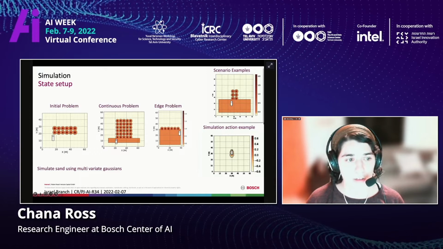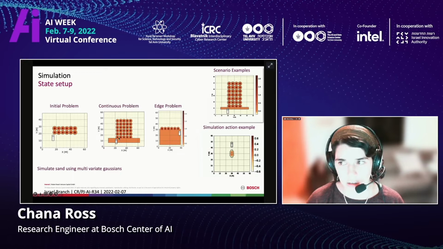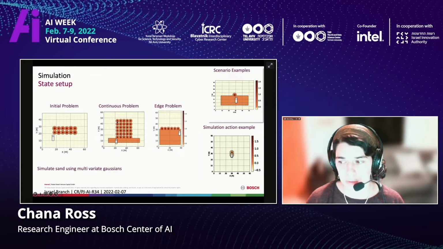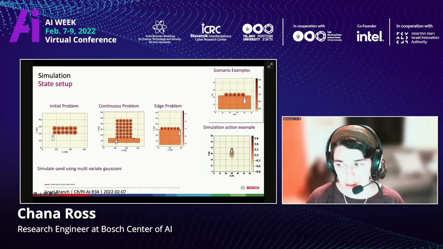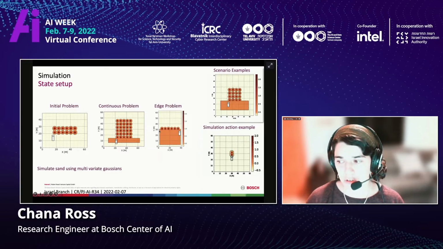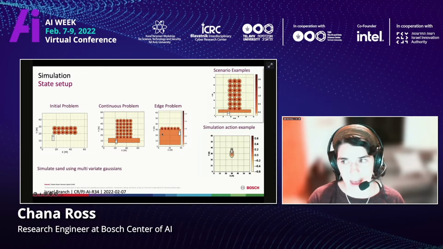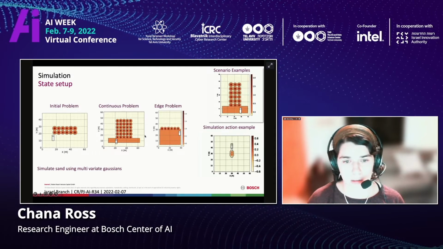Then we have what we call a continuous problem, which is where a bulldozer has already flattened a certain area, and now we have to continue that flattened area and enlarge it. And finally, we have what we call an edge problem, which is where you already have a large continuous area, and now the idea is to finalize it and create a diagonal area.